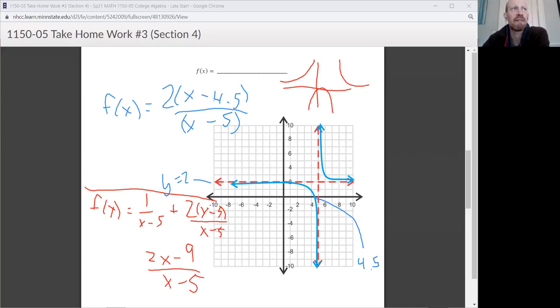Any questions on that version or that problem?